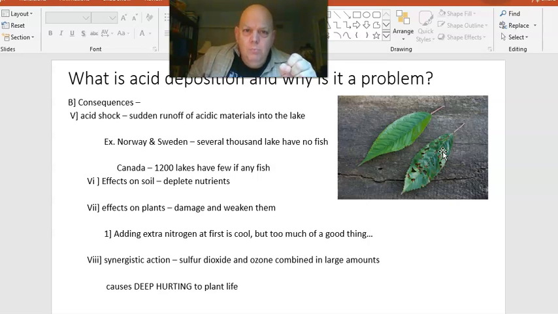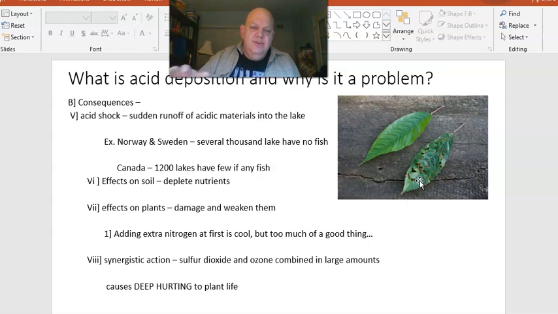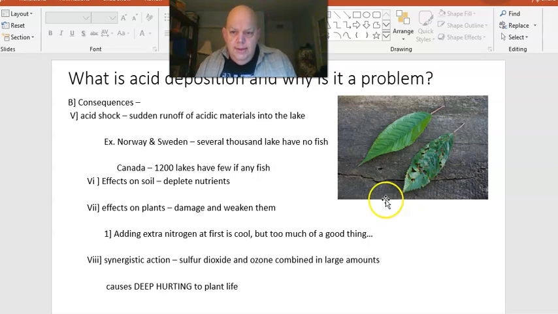No, no. What you're seeing there, those holes are caused by acid deposition. Oh, it wasn't Cooter and Scooter? No, no. That's what happens with acid deposition. It will literally punch holes in the leaves. Okay, and that does damage them and it does weaken them. Okay, so pay attention to those things.